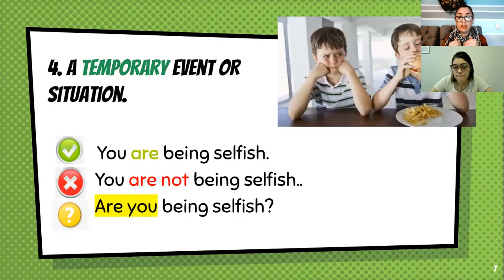This one, we use it in Spanish. A temporary event or situation. Una situación temporal o un evento temporal. You are being selfish. Estás siendo egoísta. ¿Ok? No es de que ya eres para toda la vida, no es de que vas a hacer en el futuro, es algo que está pasando durante una etapa.